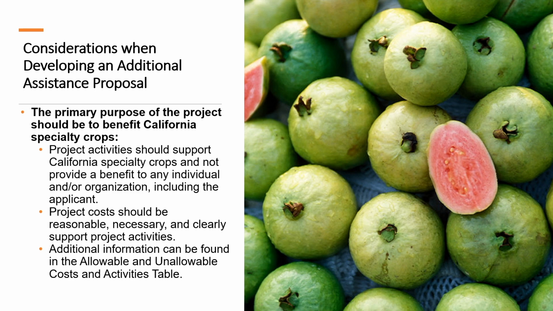First, the proposed project should primarily benefit California specialty crops. That means project activities should support specialty crops rather than an individual organization or individuals. Also, costs should be allowable, reasonable, and necessary. You can find additional information in the allowable and unallowable costs and activities table available on the SCBGP website. We will also discuss this briefly later.